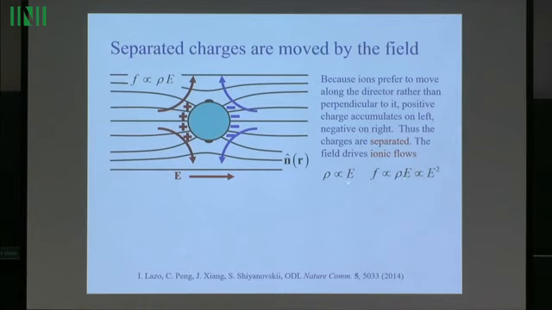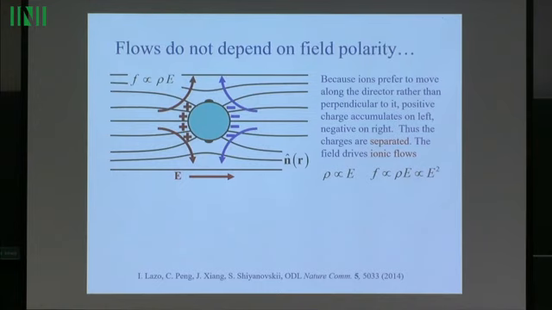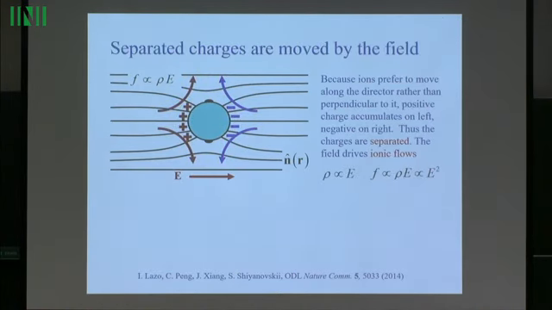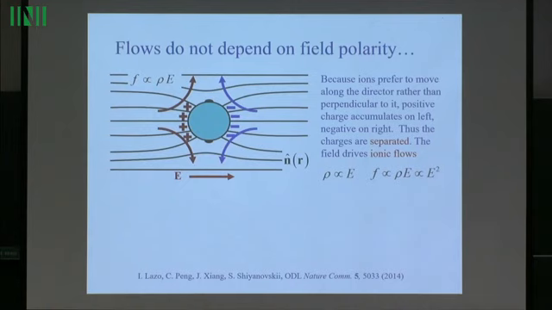Since charge by itself is proportional to the field, this force is proportional to the square of the electric field. Now let's see what would happen if I change the polarity of the field. If I change the polarity to the opposite, then of course the clouds would change their position.